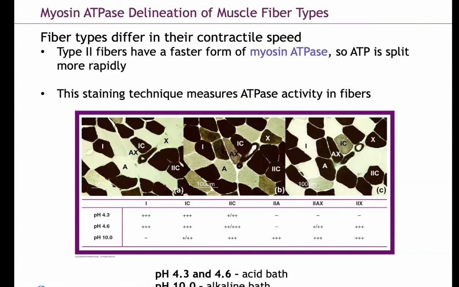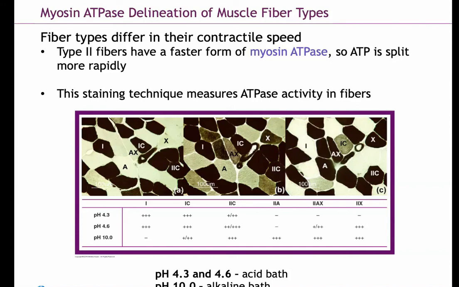Okay, so this is histochemical staining. It results in different stain intensities among the fiber types, and then we can divide them into different categories and assign them to a specific type. And it gives these unique shades of gray that we're looking at there.